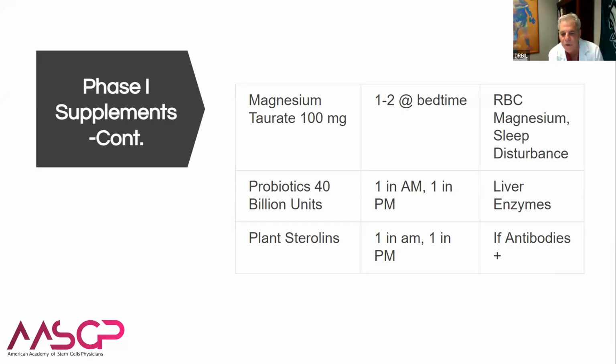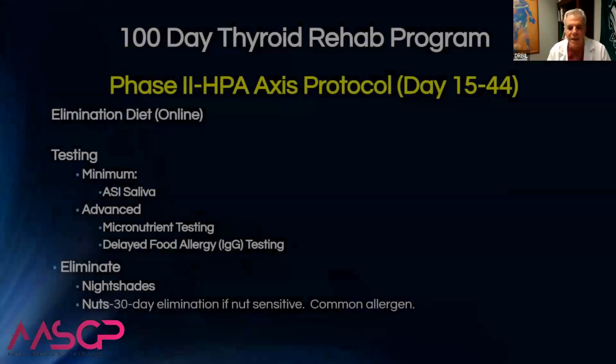Probiotics, at least 40 billion units. Now we're using the spore-based probiotics that seem to work much better, and also Saccharomyces boulardii. Plant sterolins, if the antibodies are positive, even by 1 point. So the Quest, which is the other big lab in our town, the TPO 0 to 9 is normal. If I get a 10, I'm gonna jump on that, because you can save your patients a lifetime of misery by taking care of it.